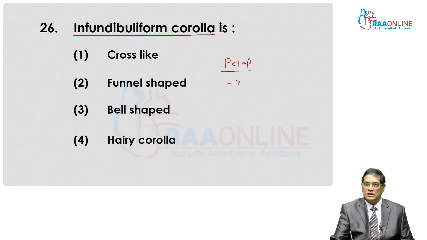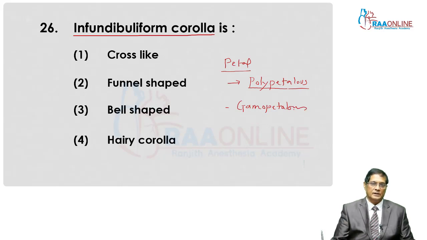If petals are free, then such a corolla is known as polypetalous corolla. In polypetalous corolla, petals are free from one another, whereas in gamopetalous corolla, petals are fused. And if they are fused, then you see different types of shapes.